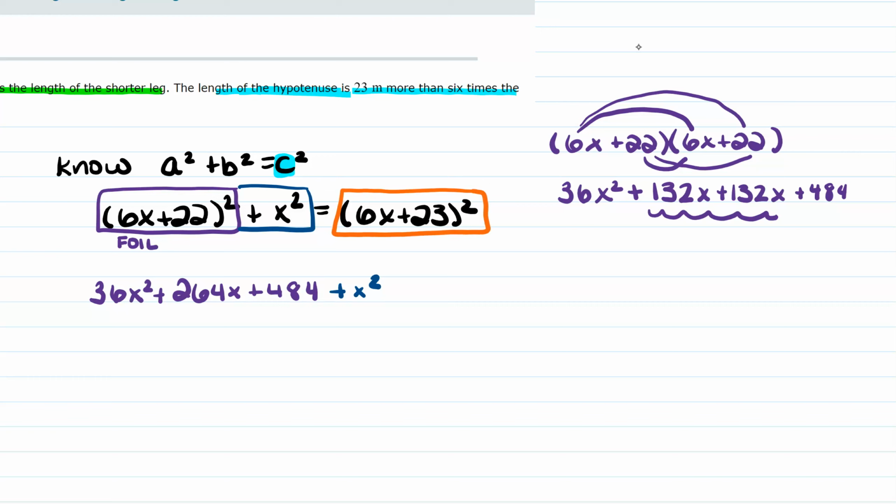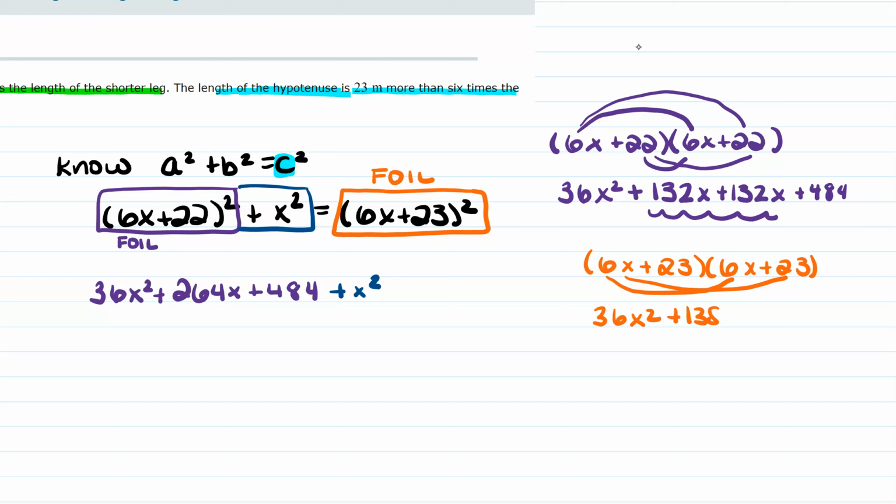Yay! So now this one, two things in parentheses, we're going to have to FOIL out. So again, I'll just write it over here: 6x plus 23 times 6x plus 23. So first, 6 times 6 is 36x squared. Then outside, 6x times 23 is 138x. And then middles, so another 138x.